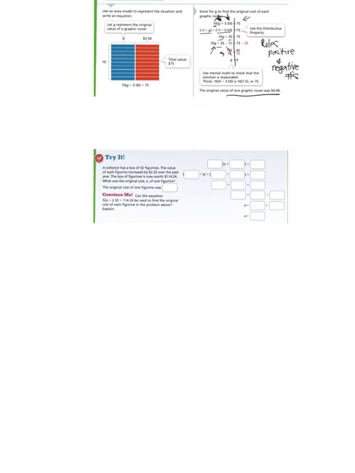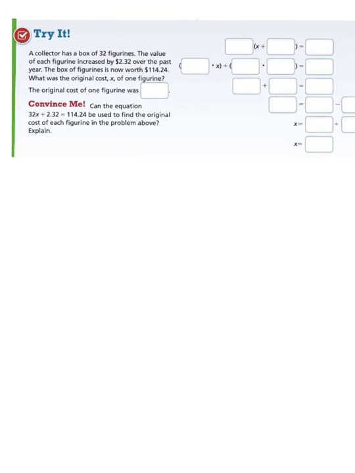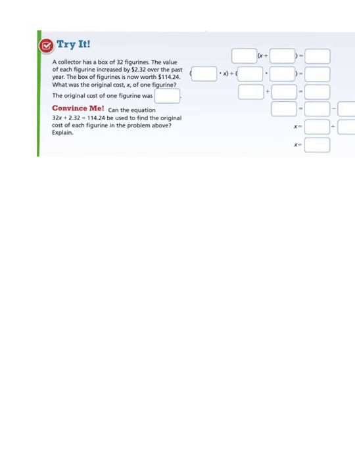Let's try another one. All right. Now again, you don't have to use all of these blanks if you don't choose. Let's read the question. A collector has a box of 32 figurines. The value of each figurine increased by $2.32 over the past year. The box of figurines is now worth $114.24. What was the original cost?